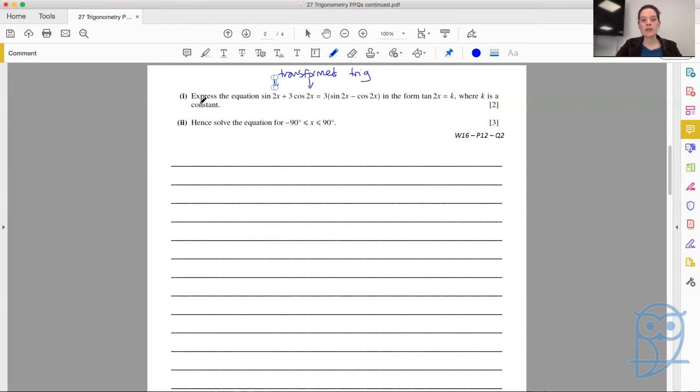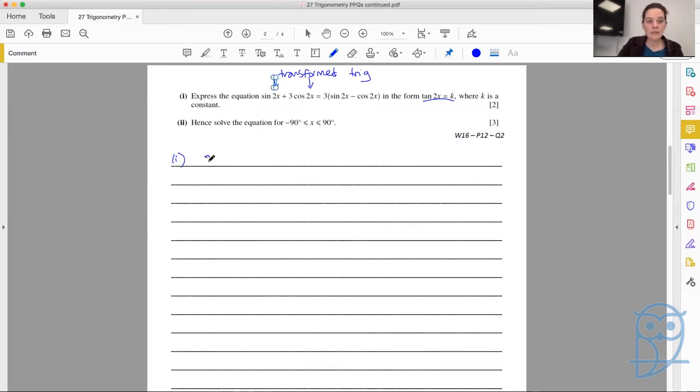So here we have to express the equation in the form tan 2x equals k, where k is a constant, and then hence solve the equation from minus 90 to 90. Remember, when it comes to these things, we've got to keep that transformation stuck together until after we've done our PV and our CAST. So for part one, we are just expressing.